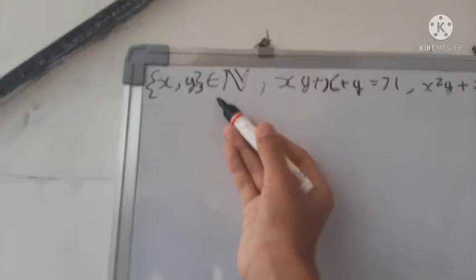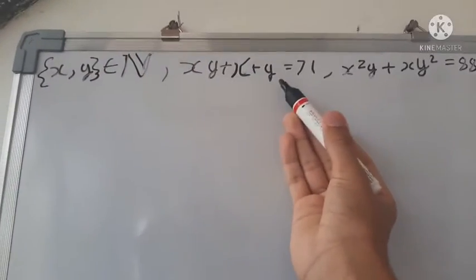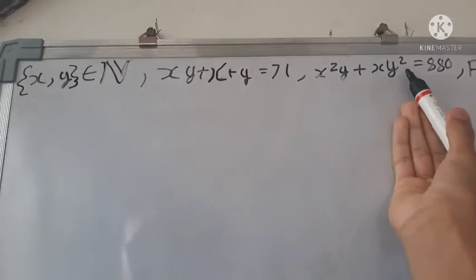So yeah, x and y are natural numbers. xy plus y is 71. x squared y plus xy squared is 880. Find x squared plus y squared.